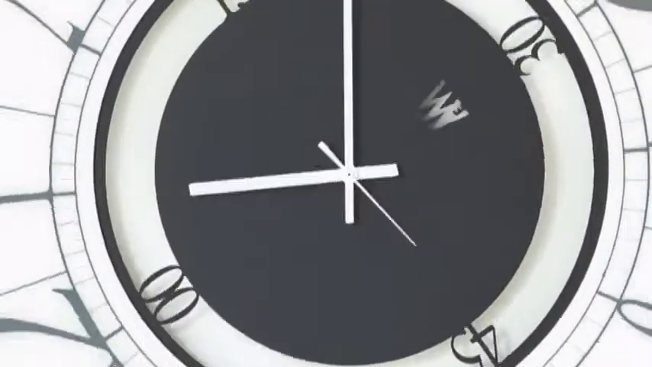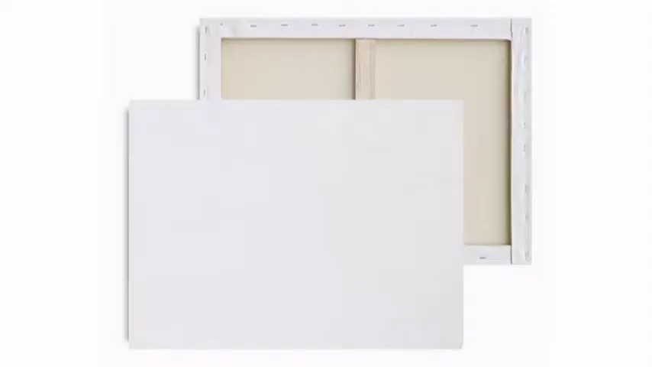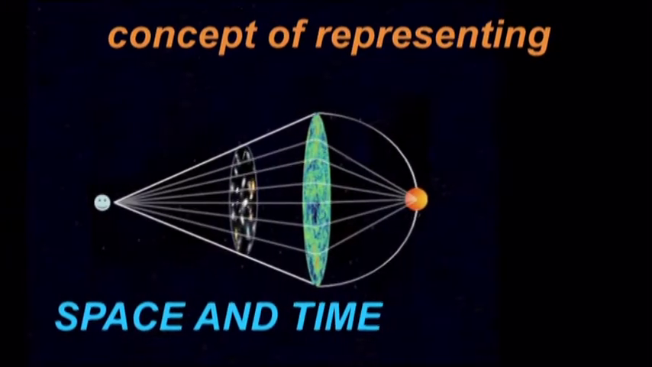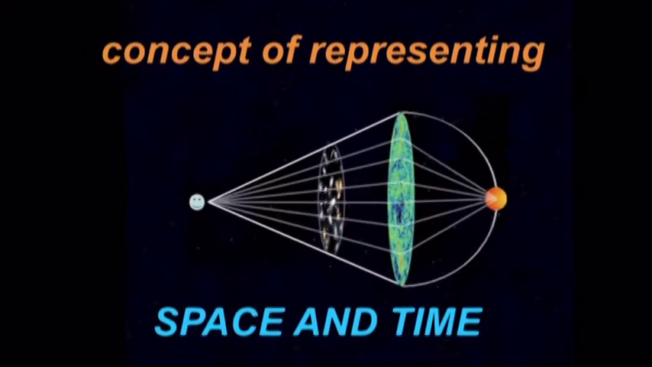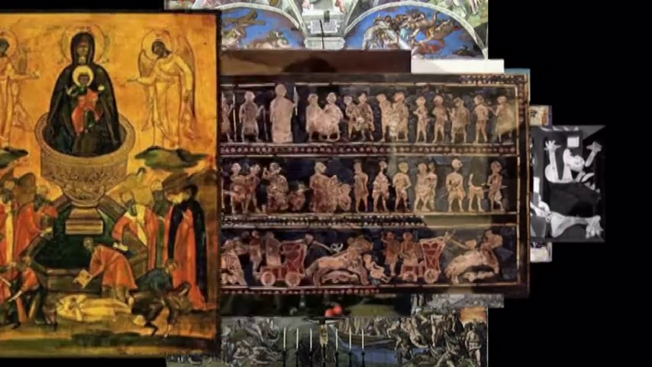SpazioTempism, the term which was used by Enzo Trifolelli in 2010 and was first seen in his work in 2011. For the first time in the history of images, the passing of time in space was represented on a bidimensional surface. Space-tempism, SpazioTempismo. Space-tempism is the concept of representing contemporaneously space and time.